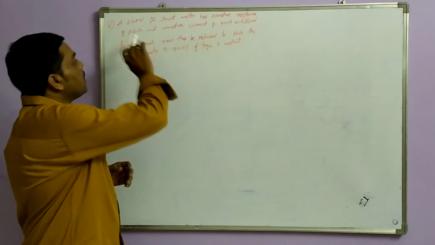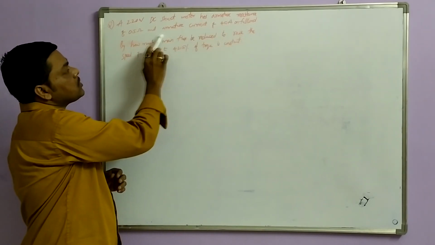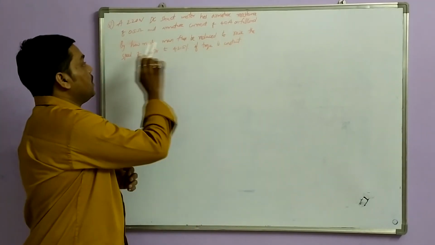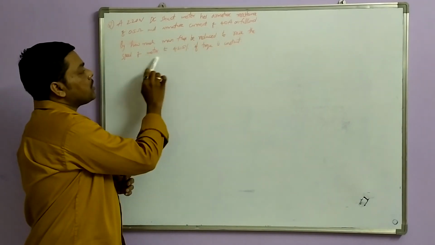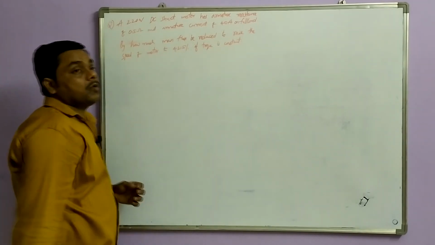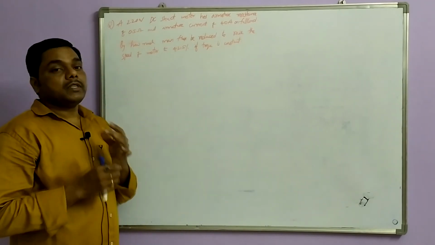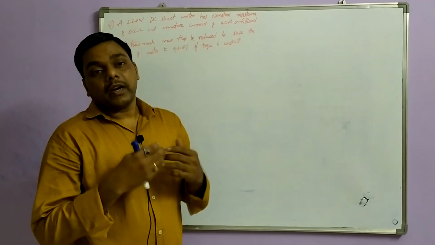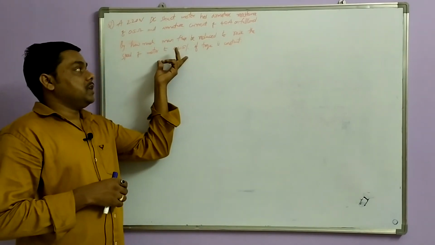Now the question is: a 220 volts DC shunt motor has armature resistance of 0.5 ohms and armature current of 40 amperes on full load. By how much must the main flux be reduced to raise the speed of the motor by 42.5%, if torque is going to be constant? So the original speed is N1, and the new speed is 42.5% greater, that means 142.5% of the original speed.